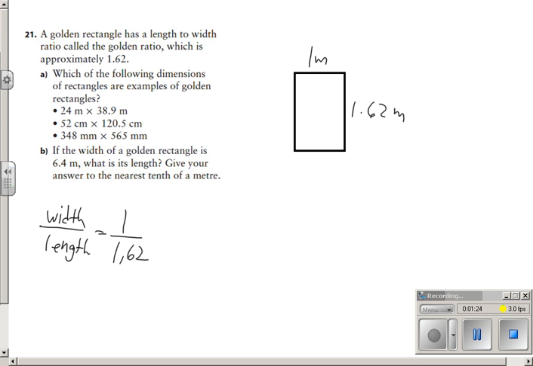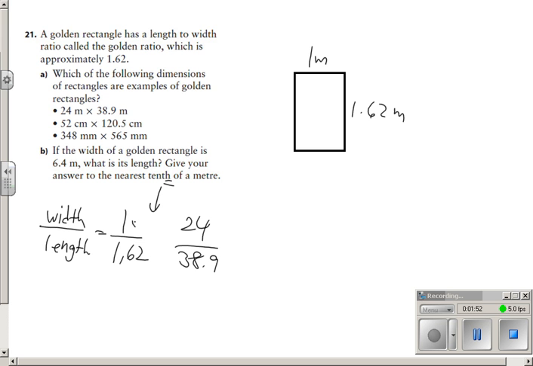And then it asks us, which of the following dimensions of rectangles are examples of the golden rectangle? So we have a width of 24 and a length of 38.9. Well, how are we going to figure out if this is proportionate? I can't put my equal sign yet here because I don't know if it's proportionate. I have to check first.